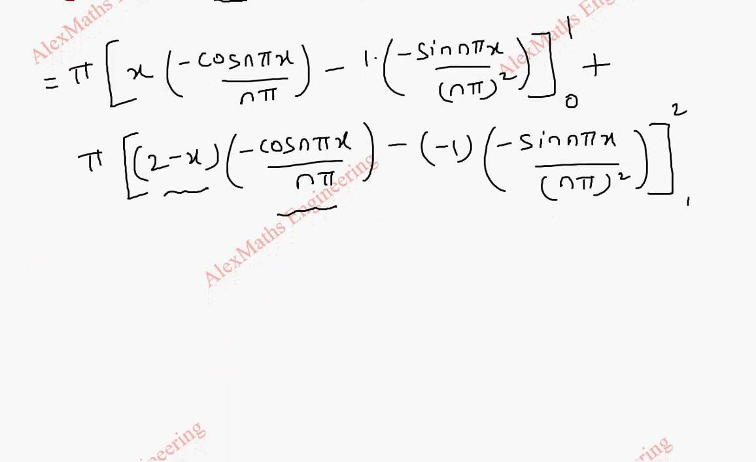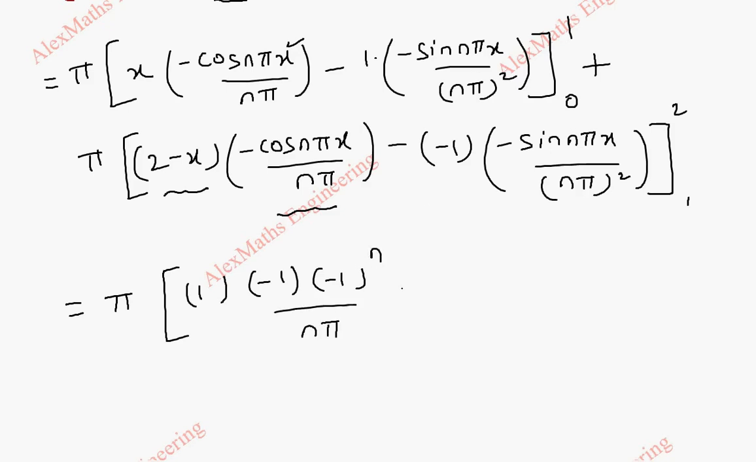So now when I use the upper limit, first term, when I put 1 here, we get cos n pi. So this is 1 and 2, there is a minus sign, and cos n pi is minus 1 whole power n by n pi, and sin n pi is 0. So second term won't be there, and minus, when I put lower limit, since it is x, it is 0, since it is sin, it is 0. So totally the lower limit is 0, plus pi into, when I put 2 here, 2 minus 2 is 0.